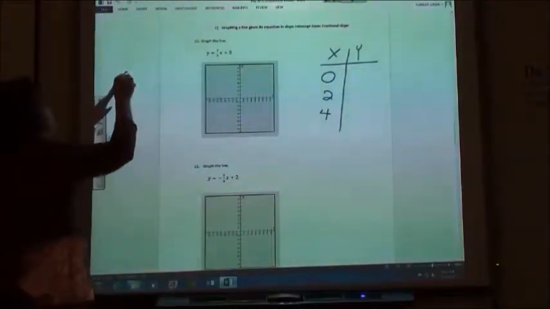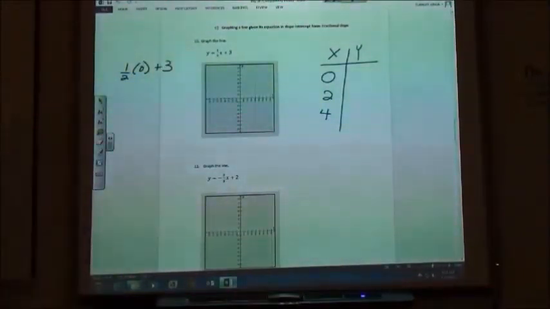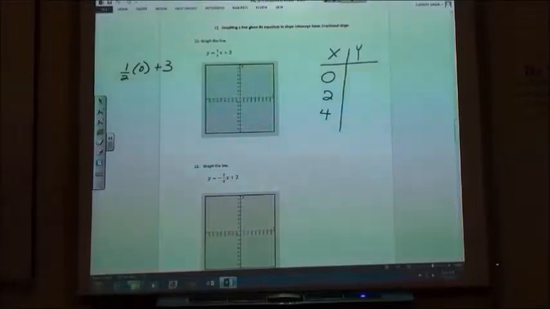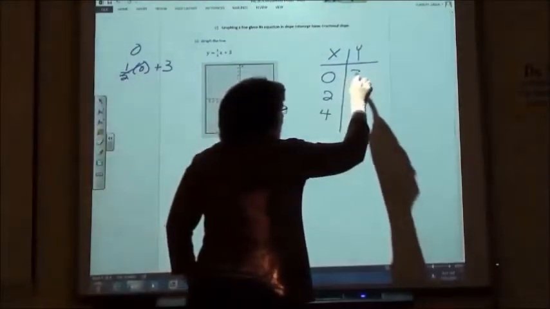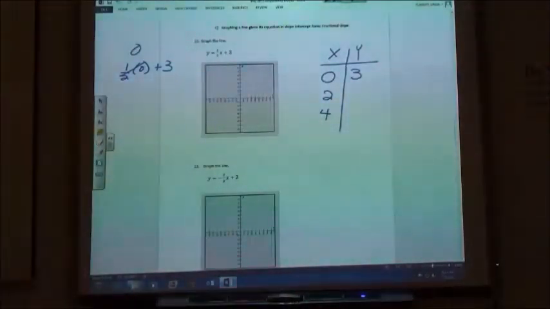So we are going to do 1/2 times 0 plus 3 first of all. 1/2 times 0 is 0. And then we plus the 3. So we get that number on the end, just like we did with those other ones. That n number always is your y-intercept. And so (0, 3) is going to be your y-intercept.